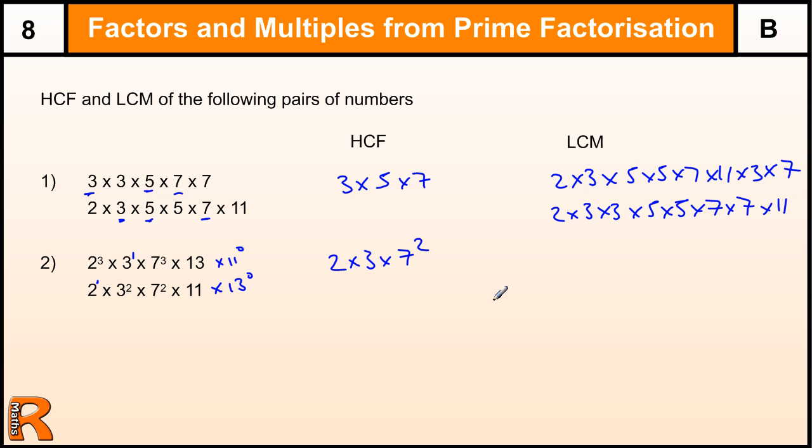Our least common multiple, so take the highest power this time, because for the least common multiple, they both have to go into it, so we're just going to take the highest power of each number. So we've got 2 cubed, the highest power of 2, then the highest power of 3 is 3 squared, highest power of 7 is 7 cubed, then we've got the highest power of 11, which is 11 to the 1, and the highest power of 13, 13 to the 1. And that's pretty much how you do it.